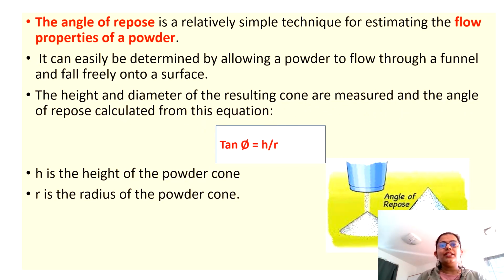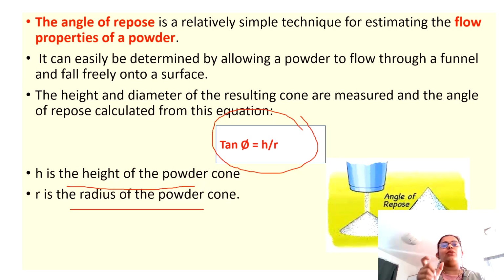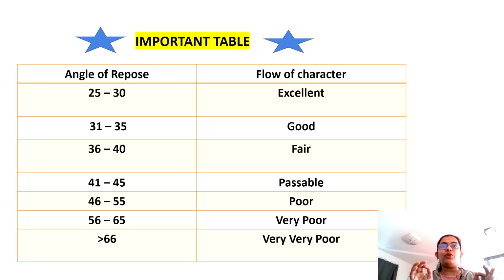As you know, this equation is very important: tan theta is equal to h by r. H means height of the powder and r means radius of the powder. With the help of this, you can calculate the angle of repose, and after calculating it you can determine the flow property of the powder, whether it is excellent, good, fair, poor, or very poor. Everything you can determine with the help of that. So let's see the chart, which is a very important table for examination purposes.